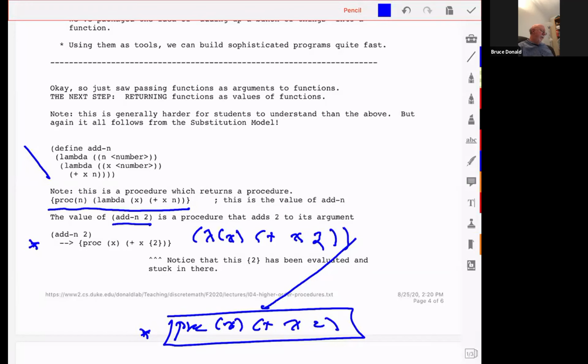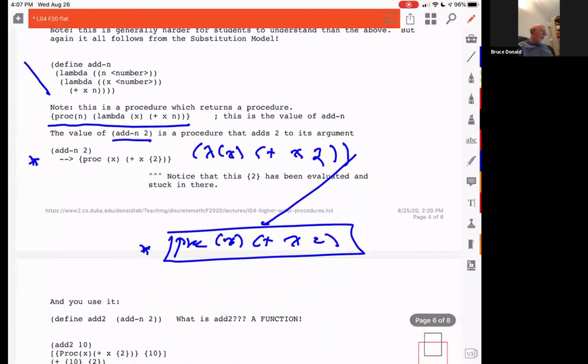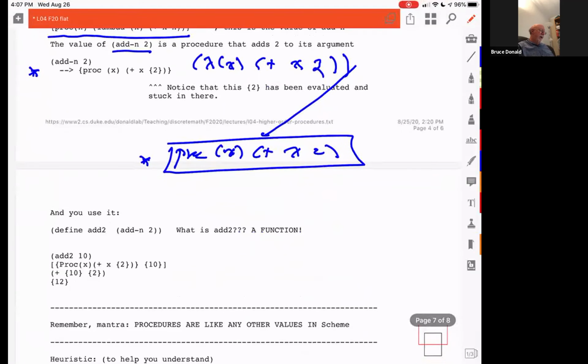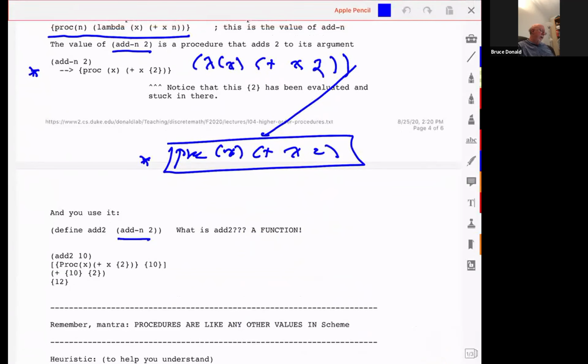All right, so this then returns a procedure that adds 2 to its argument, and we can use it like this. Obviously, this is a procedure. We can capture it like this. So remember, this thing here returns that procedure object. This then binds that to add 2, which we can use just like any other function. What is add 2? It's just a function type. And here we do it. Let's just do the substitution model here.